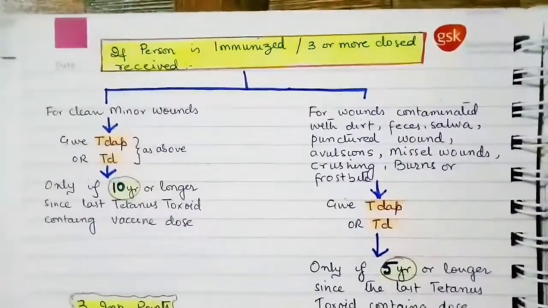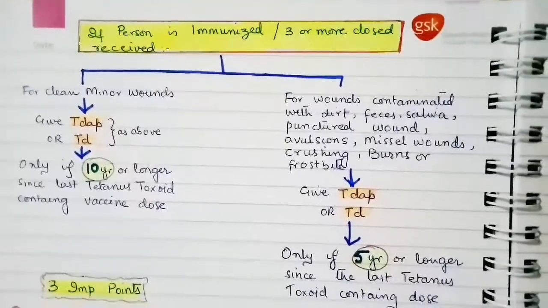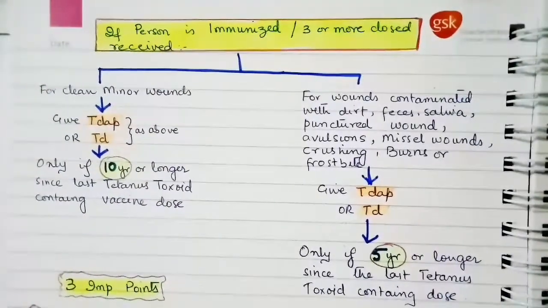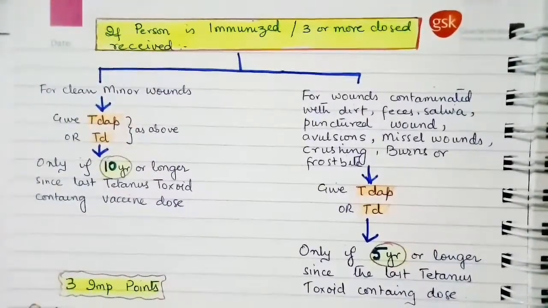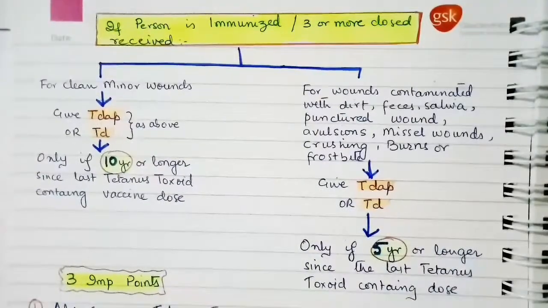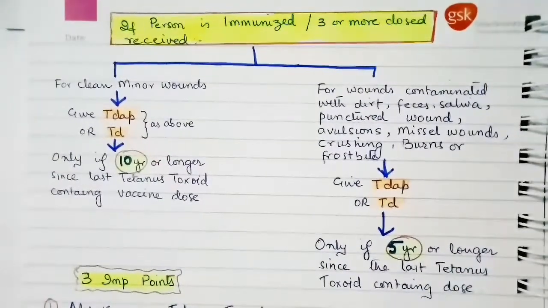Children who are immunized or have received 3 or more doses of tetanus immunization are also managed differently for clean minor wounds and contaminated serious wounds. For clean minor wounds, give tetanus toxoid containing vaccine, Tdap or Td vaccine, only if it is 10 years or longer since last tetanus toxoid containing vaccine dose. While in case of contaminated wounds, these Tdap or Td is given only if it is 5 years or longer since last tetanus toxoid vaccine dose.